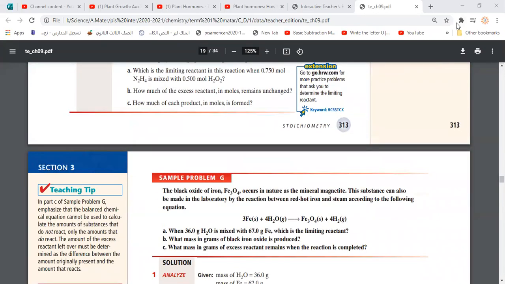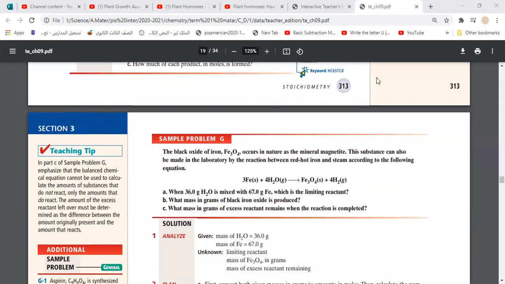So let's check here. He said that the black oxide of iron, Fe3O4, occurs in nature as the mineral magnetite. This substance can also be made in the laboratory by the reaction between red hot iron and steam according to the following equation, and he provided the equation for you, as you can see. He asks, when 36 gram of water is mixed with 67 gram of iron, which is the limiting reactant? So be careful, guys, because he already provided the amounts in grams.